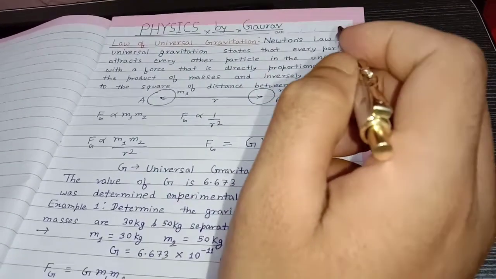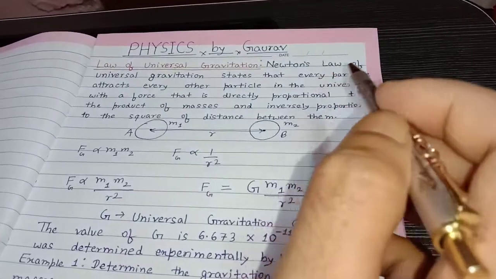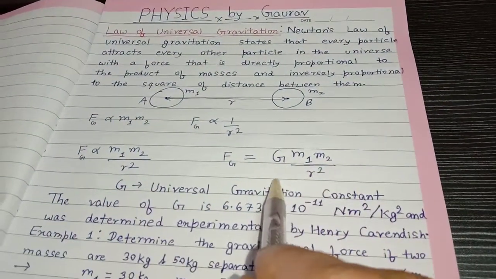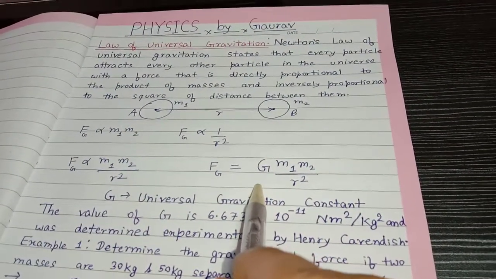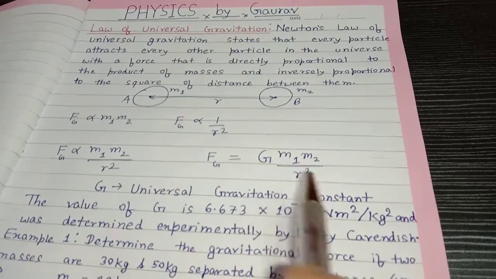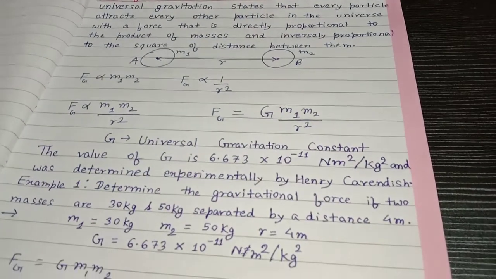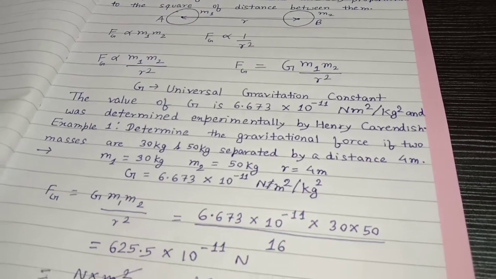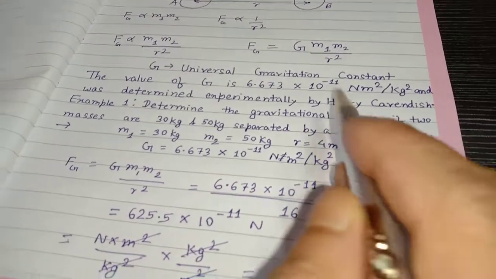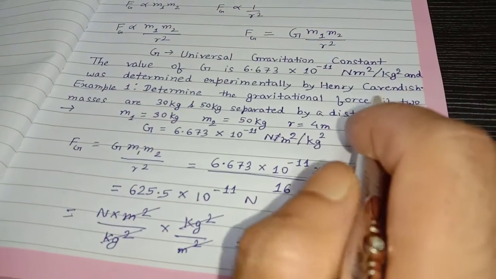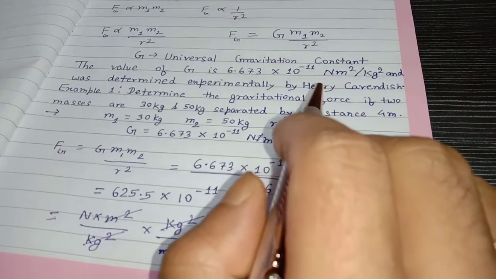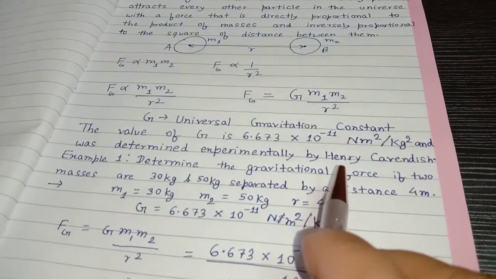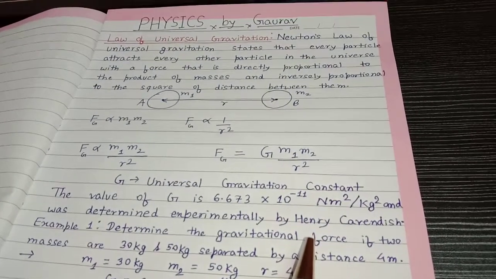So I think you must have understood the law of universal gravitation, the mathematical expression, defining the gravitation formula, and also the numerical and the applications. This is the fundamentals of gravitation, which I think every student must know. After understanding this, only then can you go further in the gravitation chapter.